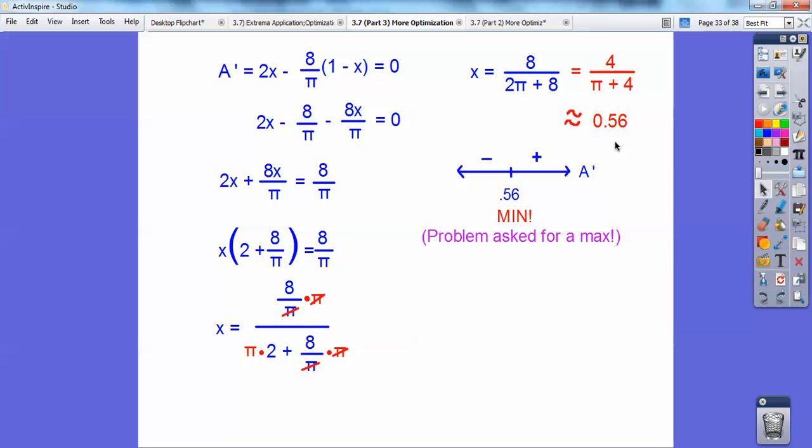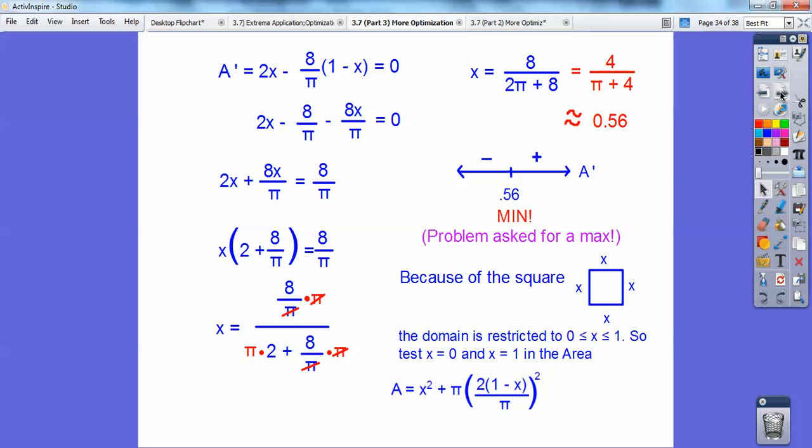Now when I test 0.56 with my derivative function, it ends up being a minimum, you guys, and the problem's asking for a maximum. So this doesn't work. So what am I going to do? Because the perimeter of the square is 4x, my domain restrictions are that x has to be between 0 and 1, because it's only a 4-foot wire. So that's my domain: x can be at most 1, or I can even have it be 0.